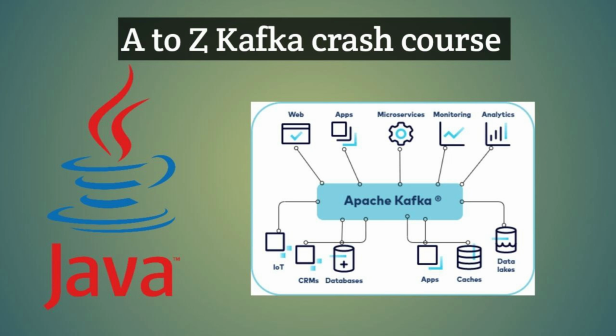4. Lag. Lag in Kafka is the difference between the current position of a consumer group in a partition and the latest available message in that partition. Lag indicates the amount of backlog in a partition, or how far behind a consumer group is in processing messages. Monitoring lag is important for ensuring that consumers are keeping up with the rate of message production and for identifying potential bottlenecks.